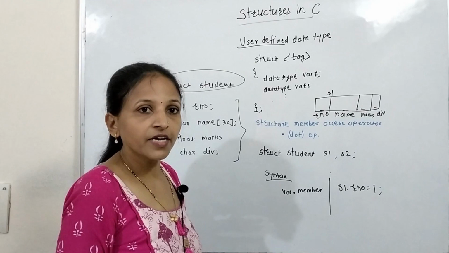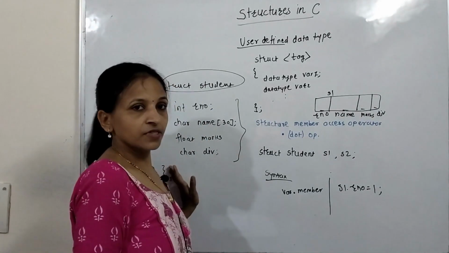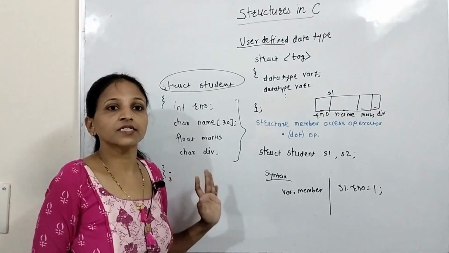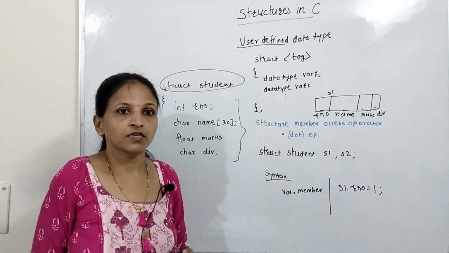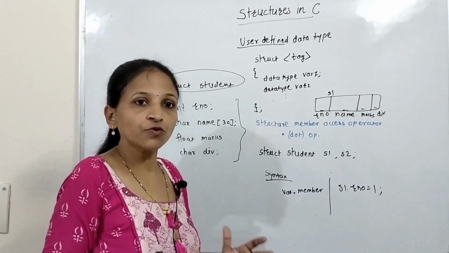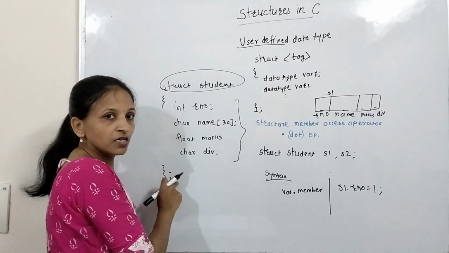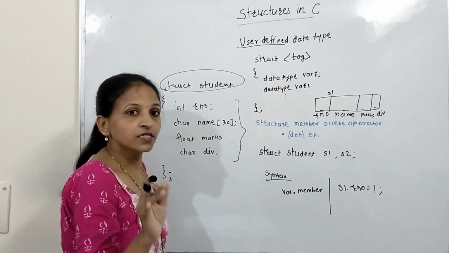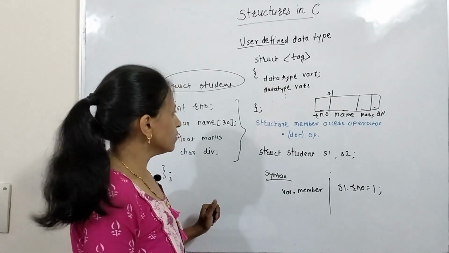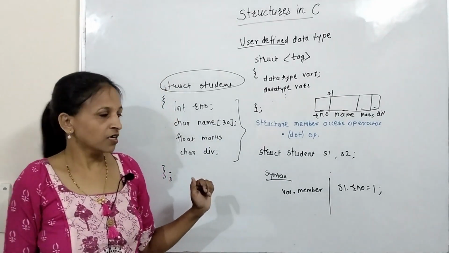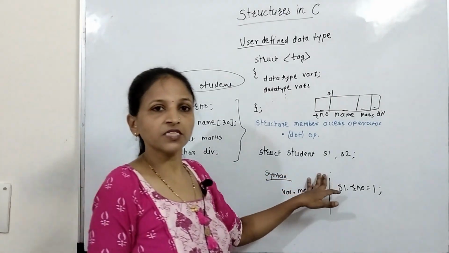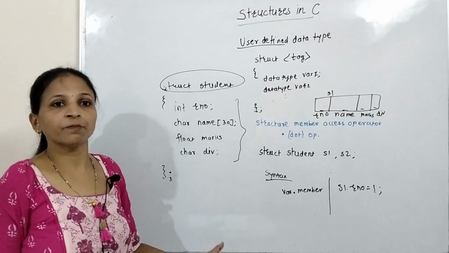See, here we are creating a template or blueprint to represent a student object. This means structure is a way to create a blueprint or template to create any object. Now this is how to create a structure, how to create variables of that structure, and how to access individual members of that structure.